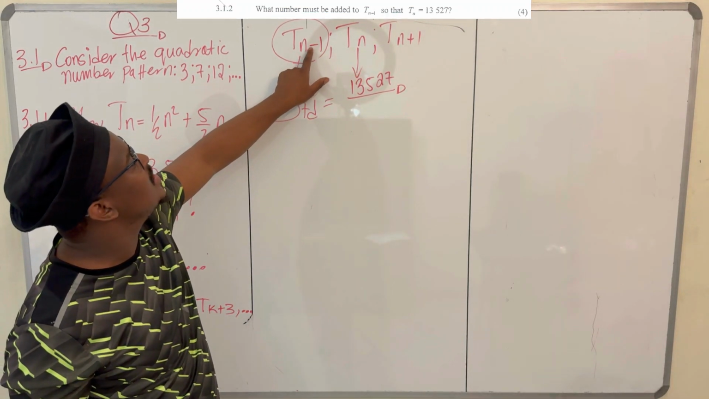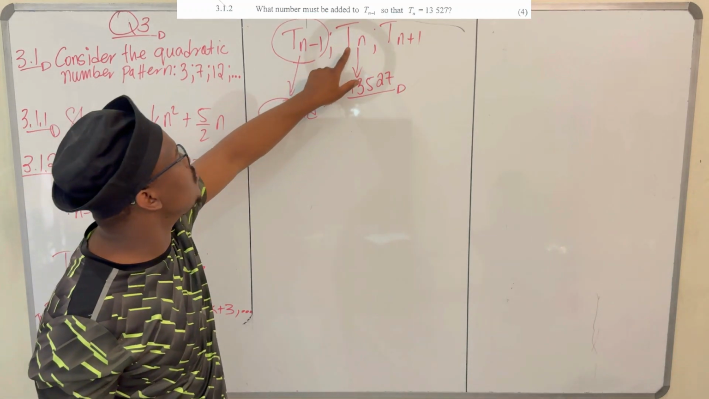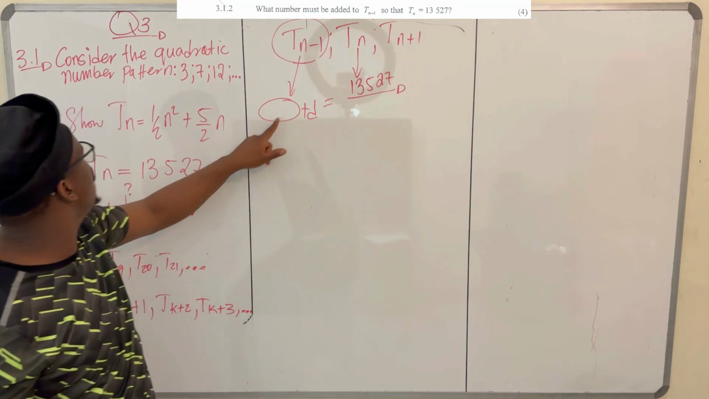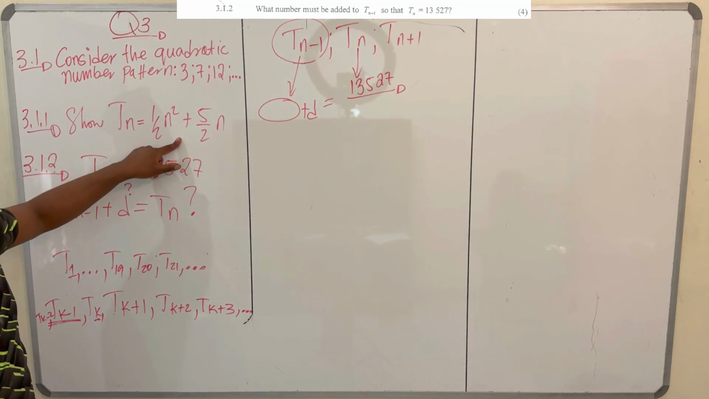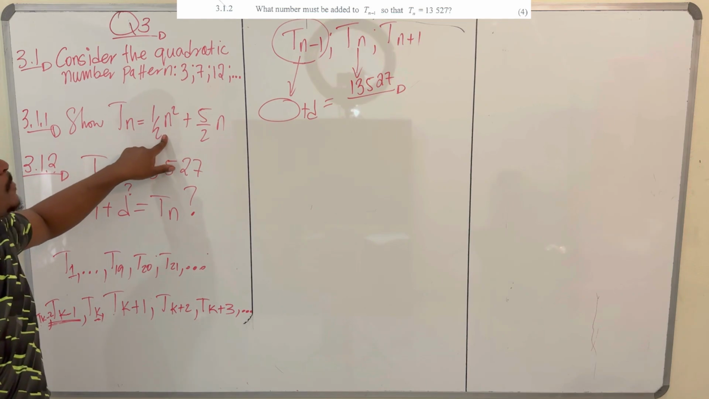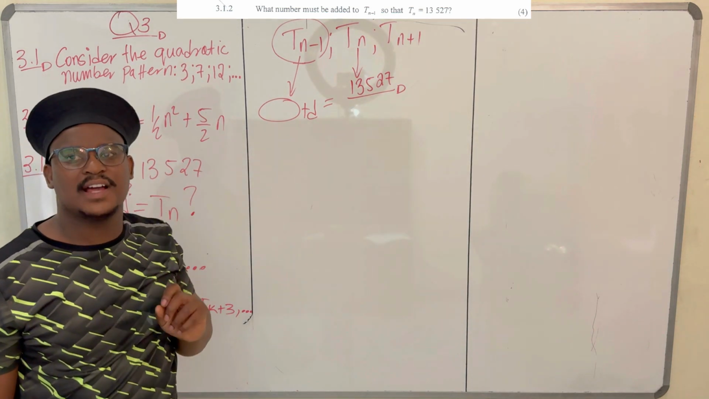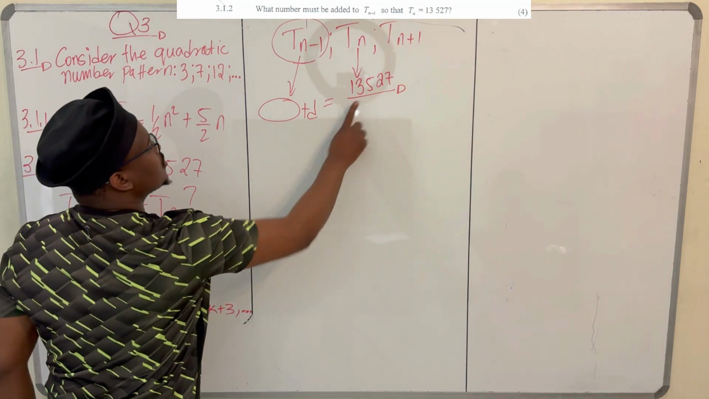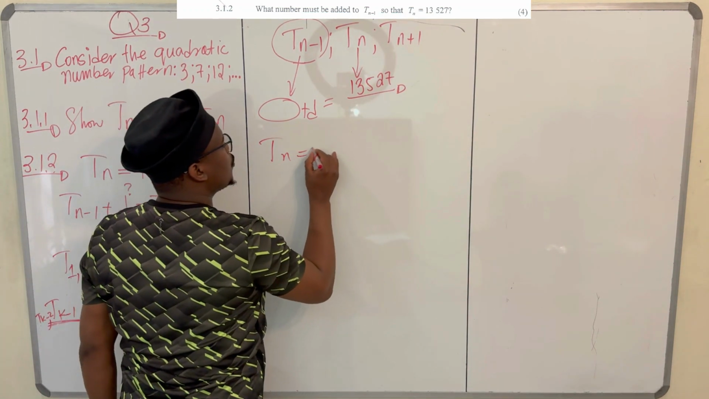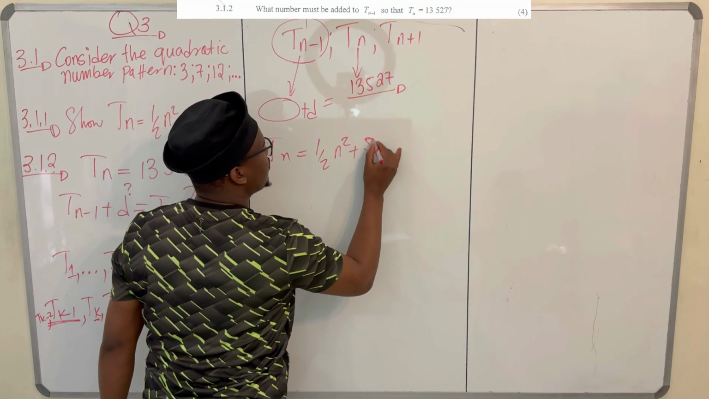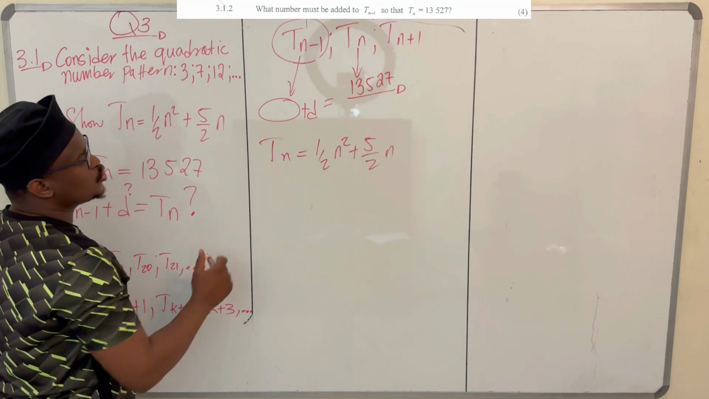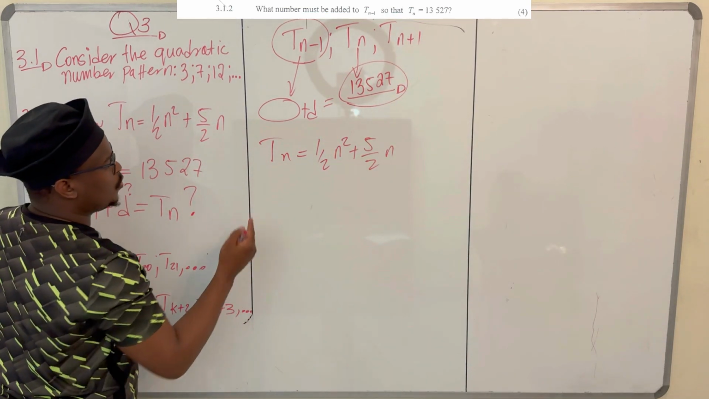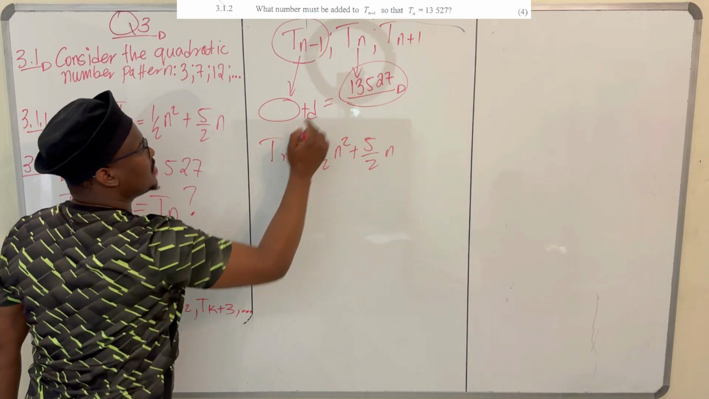So what you need is to find the value of n there, so that you know what position this one is in. Once you know the position of this, you can find its value from the nth term that you are given. After finding this value, you will know what you need to add so that it is equal to that. So let's do that. We have the nth term equal to half n squared plus 5 over 2 n. So go and find the position of this term. We're going to substitute our 13,527 here.